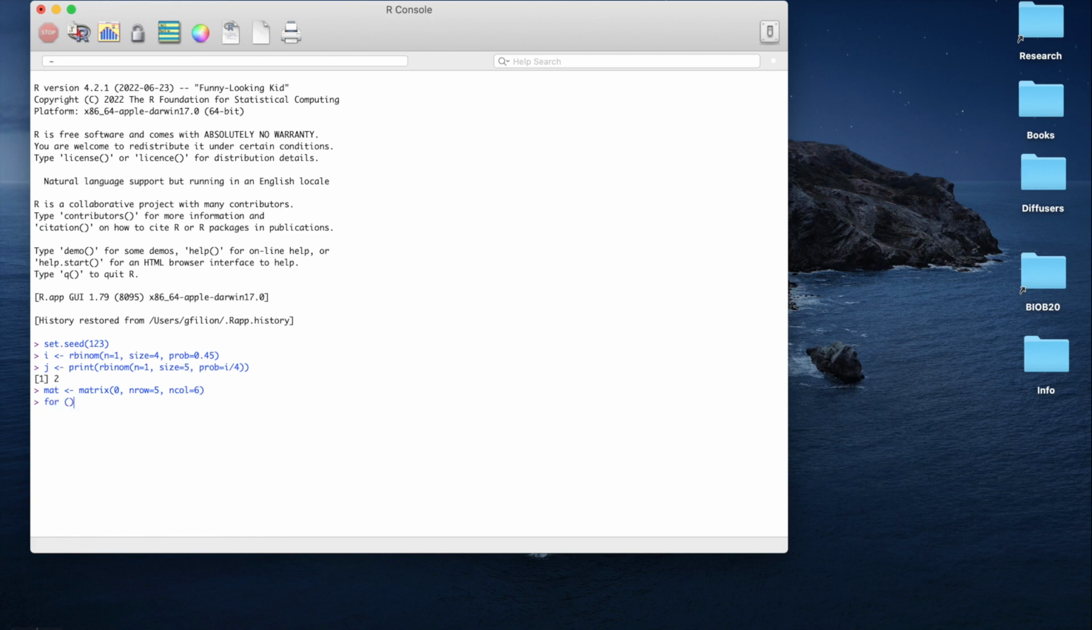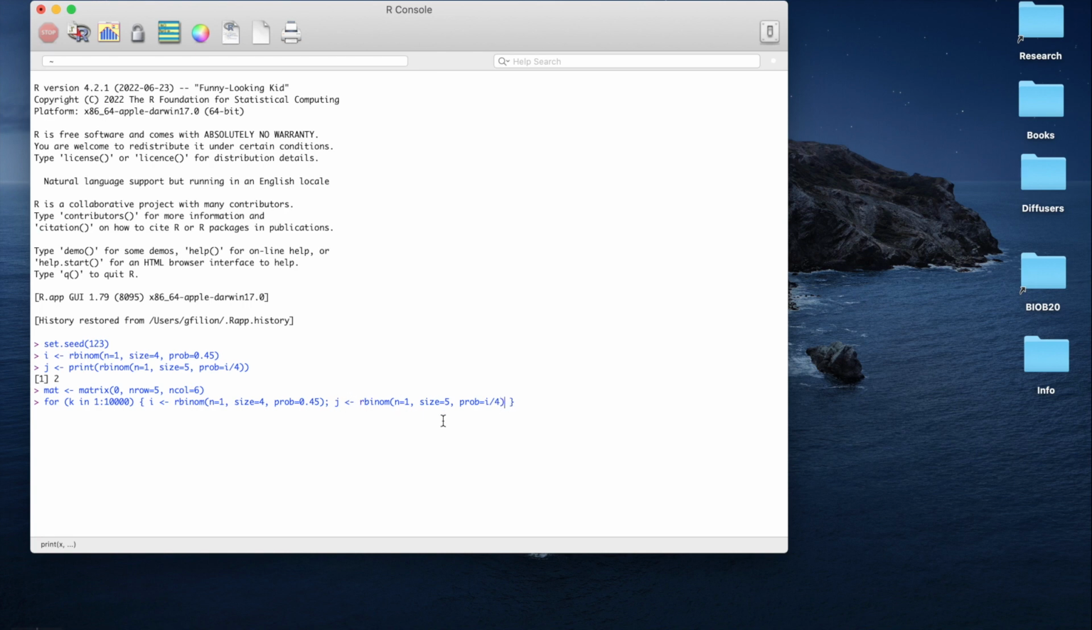Then we write the for loop, and we cannot use I and j because they're already taken, so we say for k in 1 to a large number, like 10,000. And in the body of the for loop, we just replay the whole movie 10,000 times. First, we replay the distribution of I, then we replay the distribution of j, and we need to store the values.